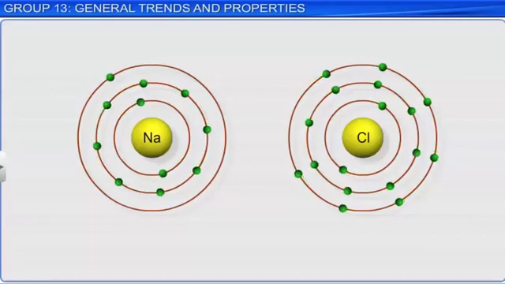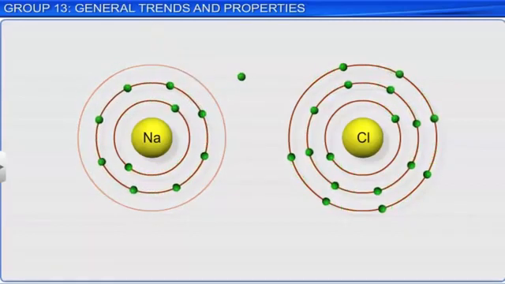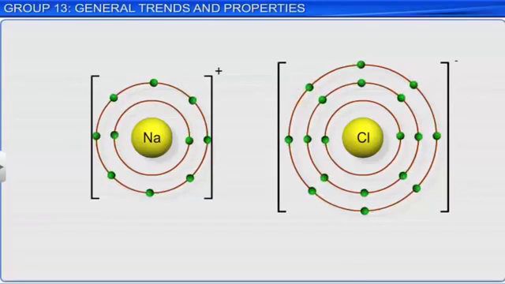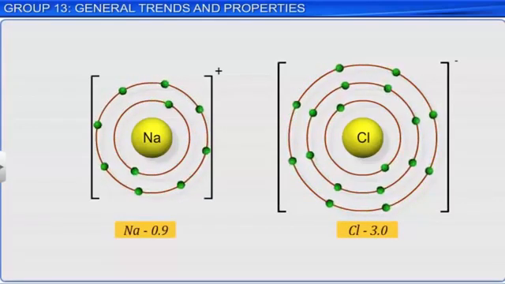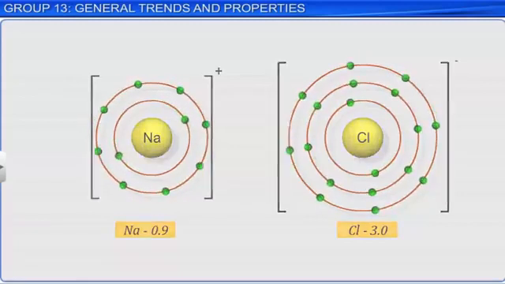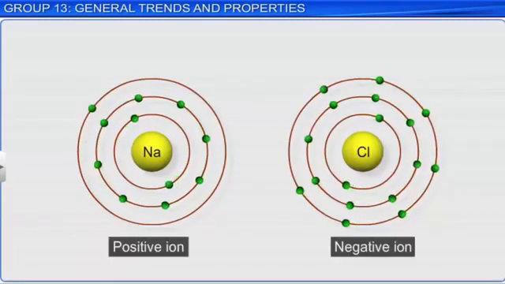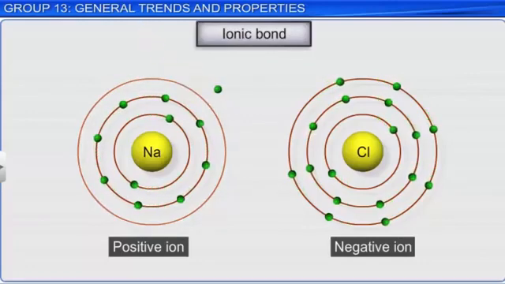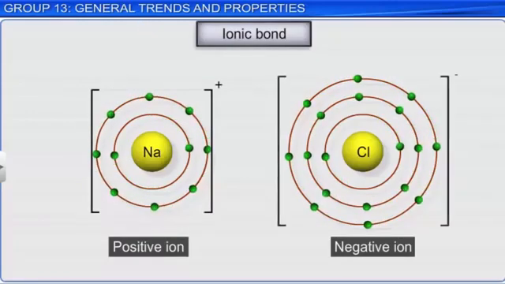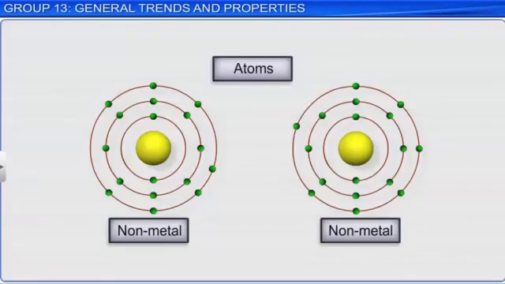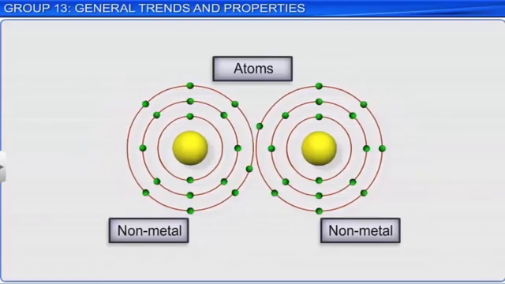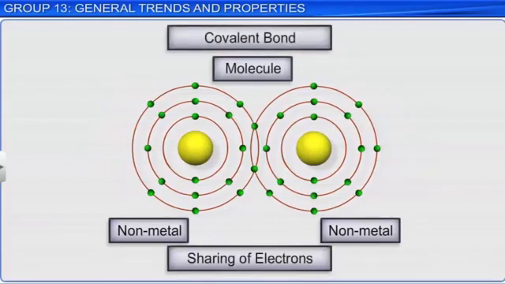Compounds formed between a metal and a non-metal are essentially ionic in nature. This is due to the large electronegativity difference between the elements. The metal transfers an electron to the non-metal, and the oppositely charged ions that result are strongly attracted to each other. Compounds between 2 non-metals tend to be primarily covalent in character. The small differences in electronegativity result in a sharing of electrons.